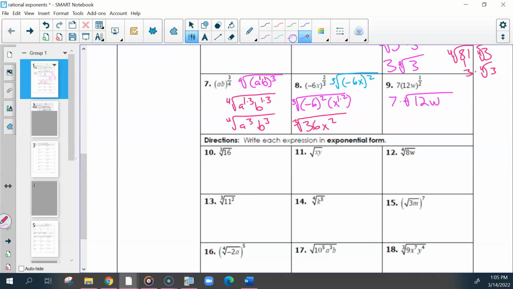Then we could break down 12, since this is a square root, to 4 and 3. The square root of 4 is 2. We're going to bring down that 7 so we can multiply, and the square root of w. So this would become 14 times the square root of 3w.